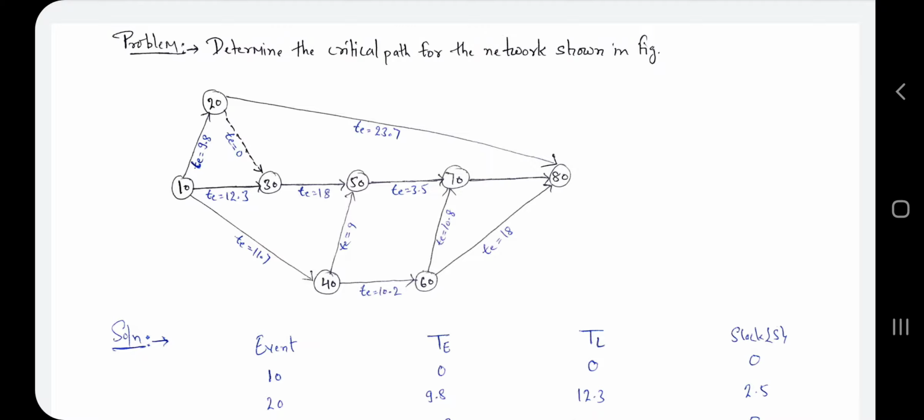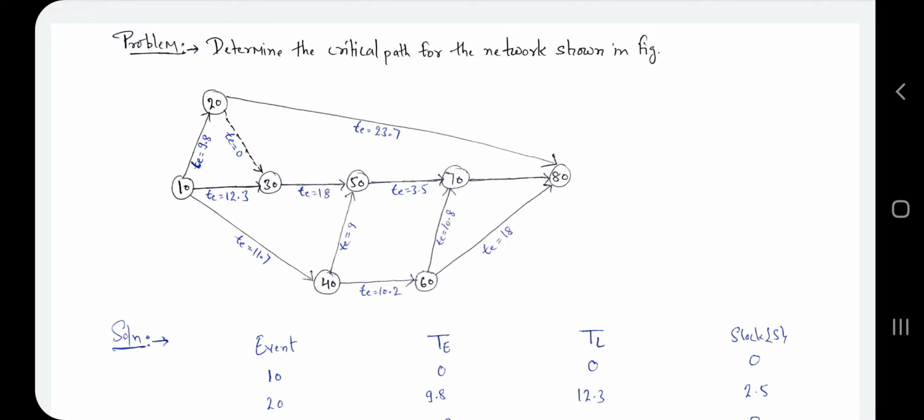In the previous lecture we discussed some problems based on the PERT theory part. Now in this lecture we again discuss some problems based on the PERT theory part. So let's start. The first problem is: determine the critical path for the network shown in the figure. Means you have to determine which path is the critical path.